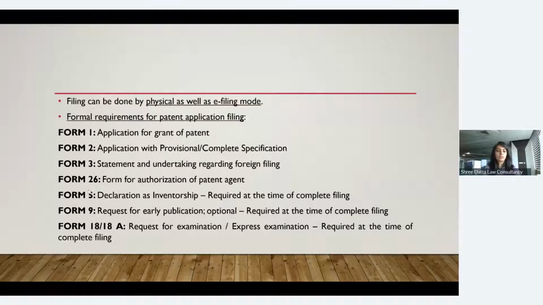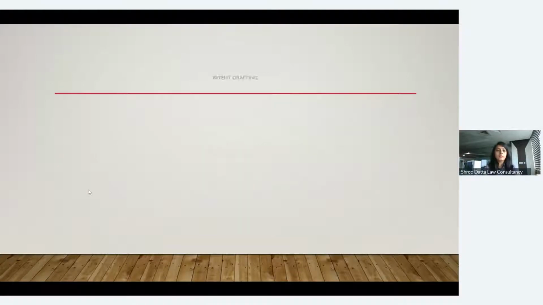Then Form 9 for the request for early publication, that is optional, that is also required at the time of the complete filing. Then Form 18 or 18A, request for examination or expedited examination, that is also required at the time of the complete filing.